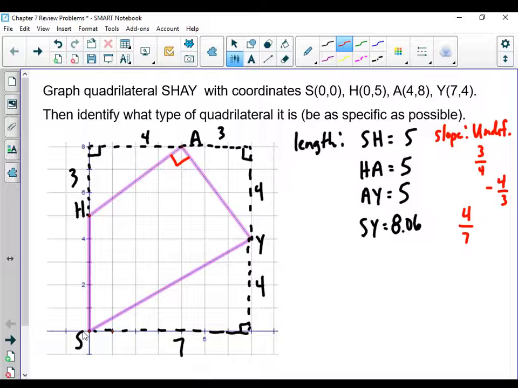So on this one, if I was going to try to identify it, we didn't have any parallel sides, so that eliminates all the parallelograms. The parallelogram, the rhombus, the rectangle, the square, all those are out. It also eliminates the trapezoid and the isosceles trapezoid.